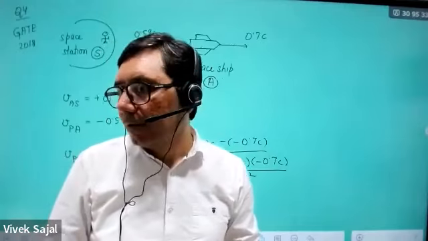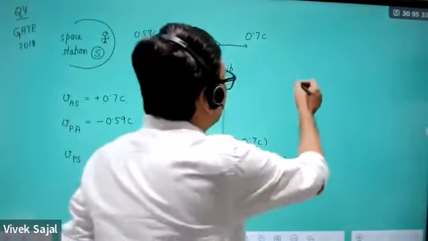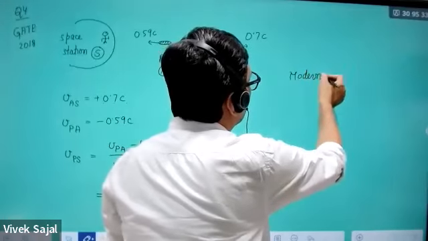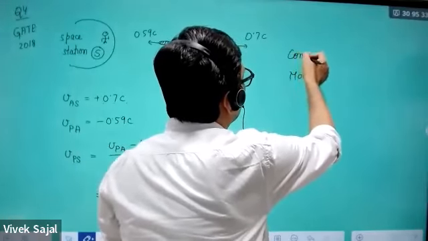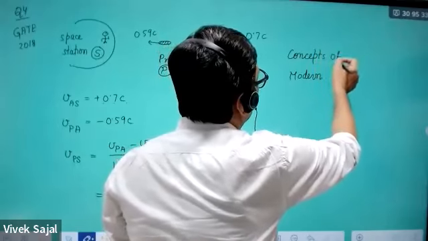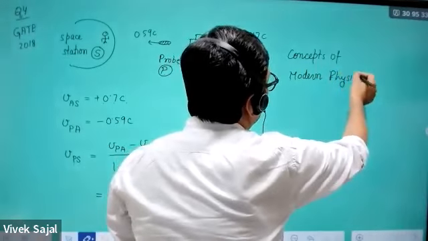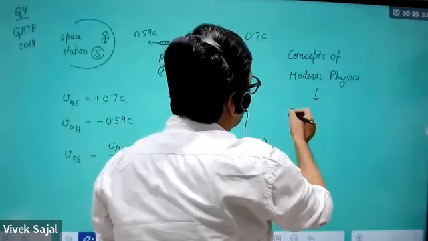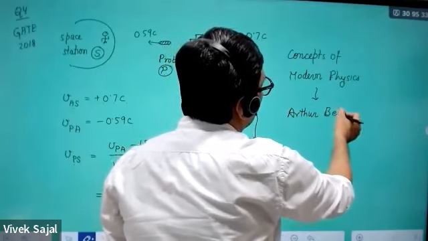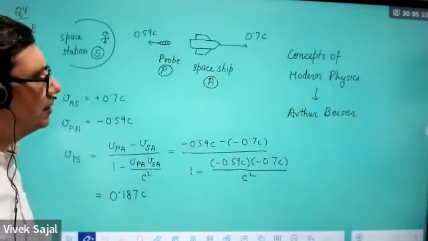Sir, what did you say is the name of the book? This is Modern Physics by Arthur Beiser. Concepts of Modern Physics. Concepts of Modern Physics. Arthur Beiser. This is the book, beta. This is a very good book.